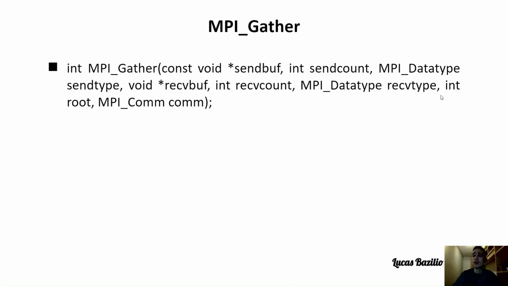Then we have this integer root. This is very important. It is the rank of the root process, the process that will receive the gathered data. And finally, we have the communicator, essentially the group of processes over which the gather operation is performed. Remember that the default communicator is MPI_COMM_WORLD.